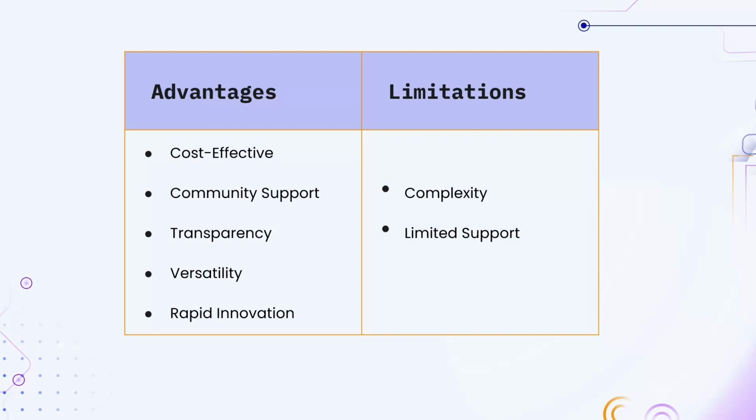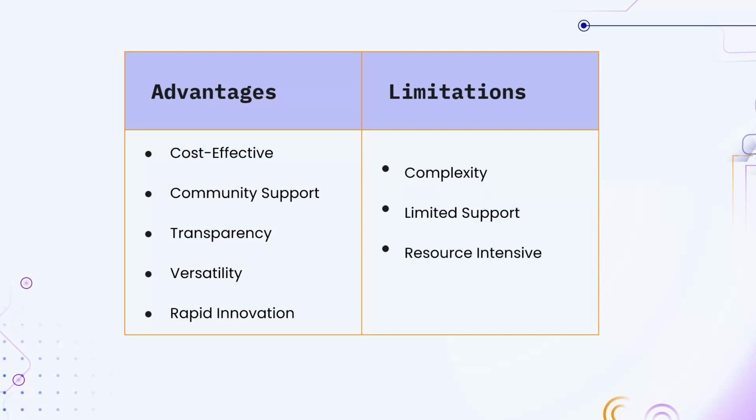And the next limitation is resource intensiveness. So running and maintaining open source models can be resource intensive, particularly for large scale applications if you don't have the necessary system requirements to host it. So these were some of the advantages and limitations associated with this model. While open source models offer numerous advantages, including cost effectiveness, community support, and flexibility, they also come with challenges such as complexity and limited support. Weighing these pros and cons is crucial when deciding to use open source models for your projects.